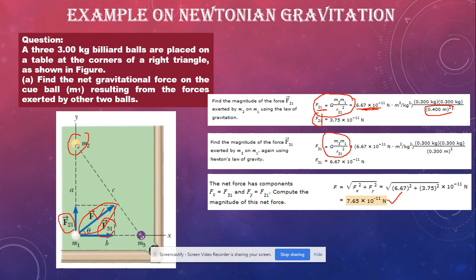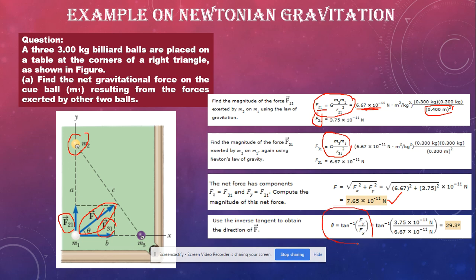But then I don't know the angle of this force from the axis, so I have to find the direction of it. To find the direction, I will use these equations, which I believe you are quite familiar with. Substituting everything again, I will get that the value of theta is equal to 29.3 degrees. So this net force is equal to 7.65 times 10 to the power of negative 11 Newton, and is located between the x-axis and the resultant force F at an angle of 29.3 degrees. So that was question A.